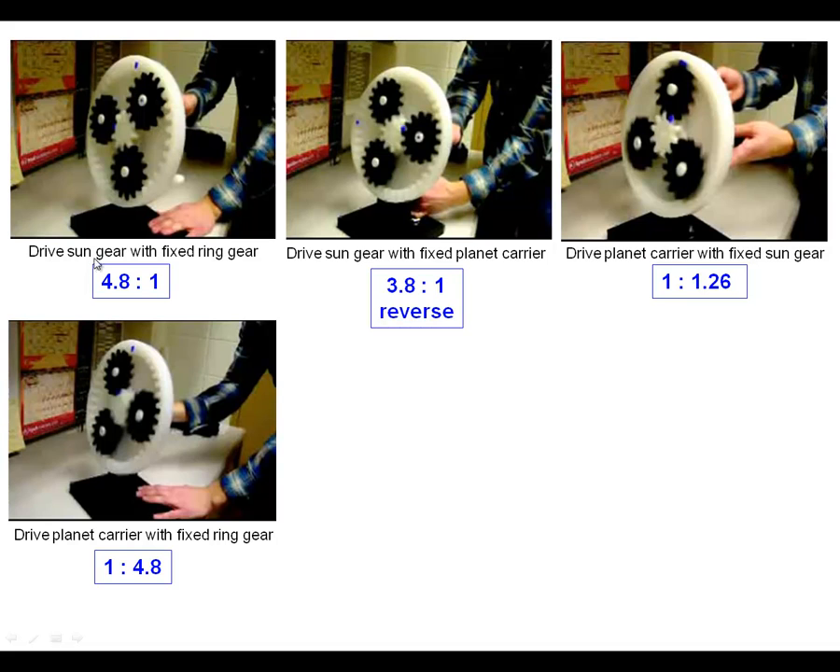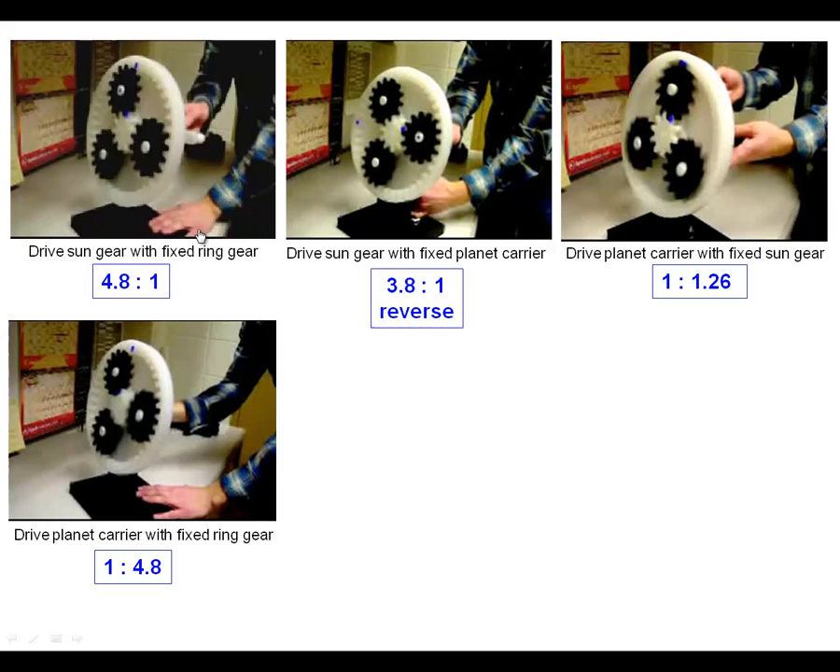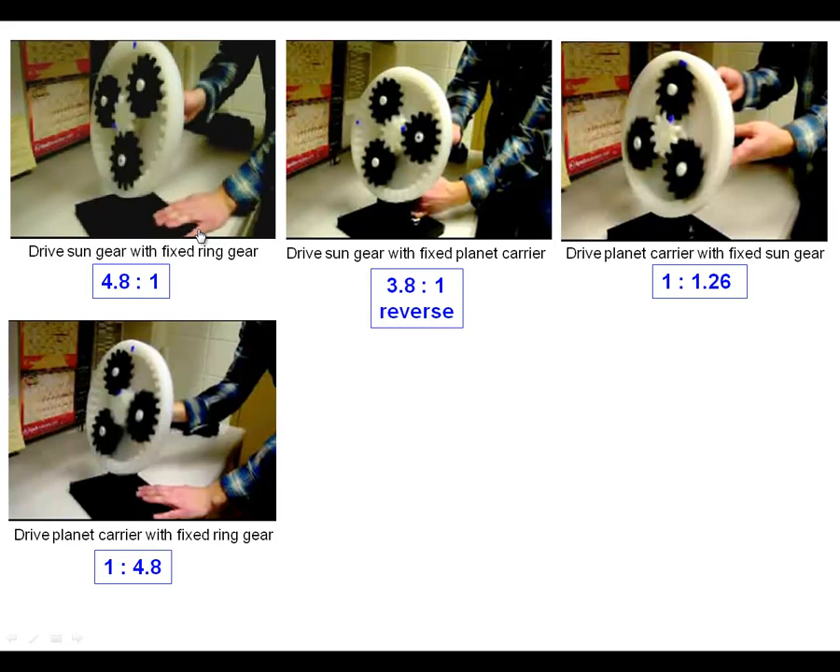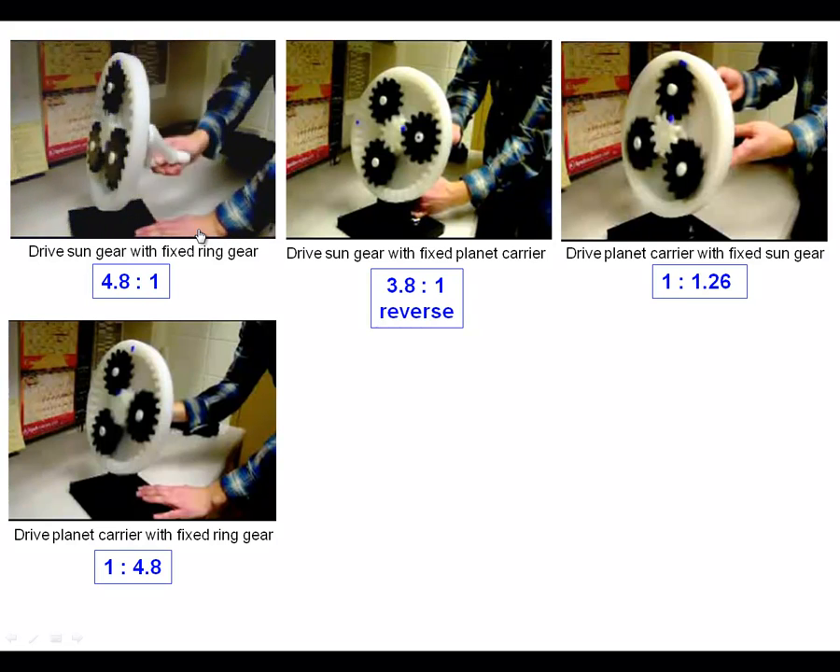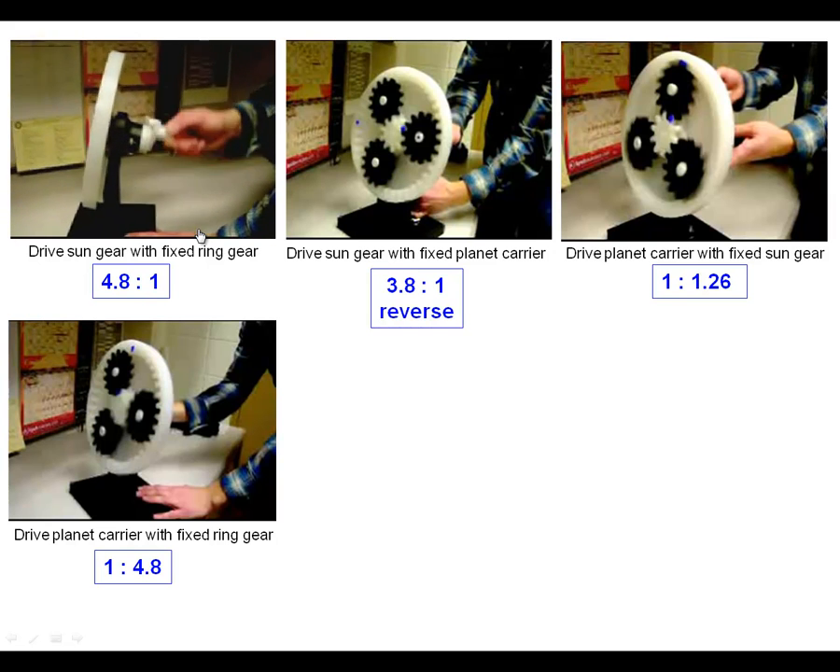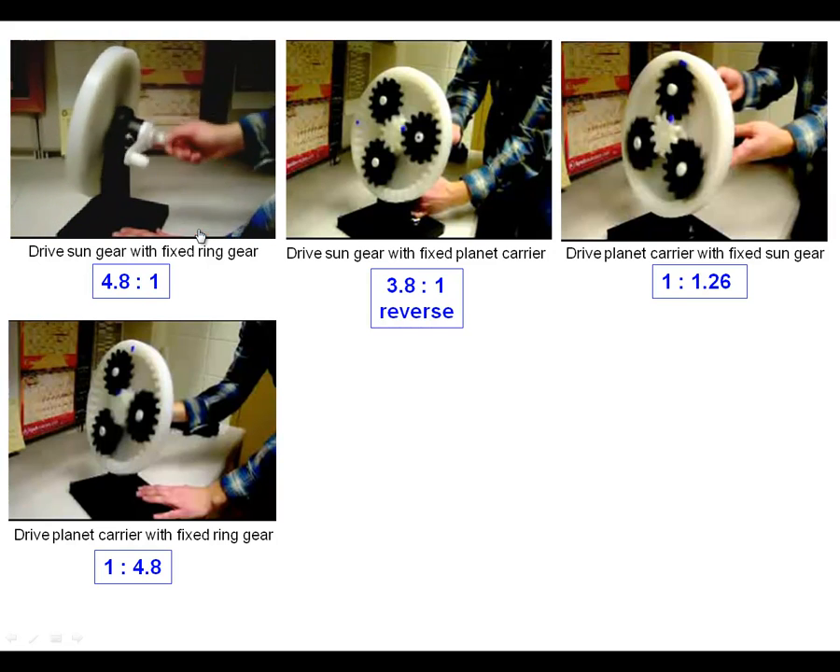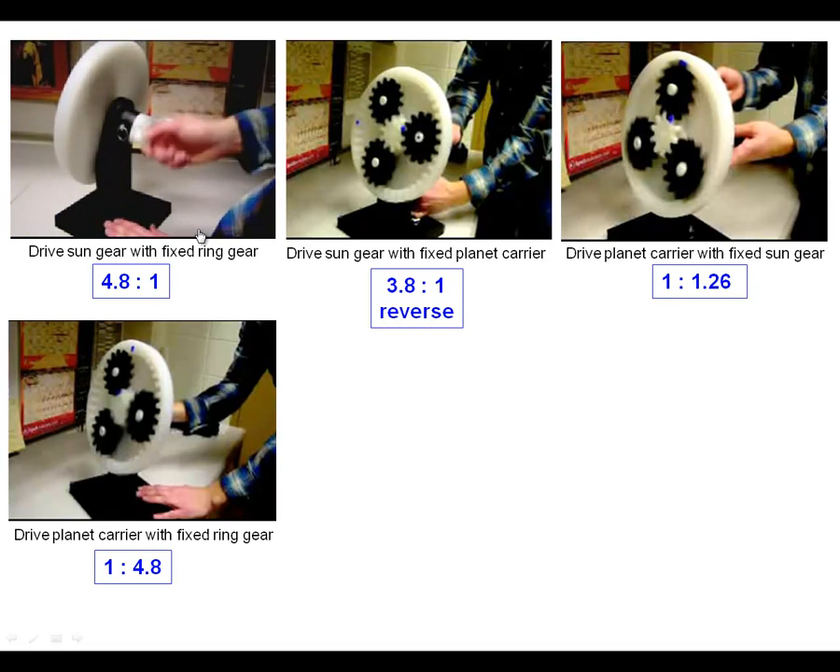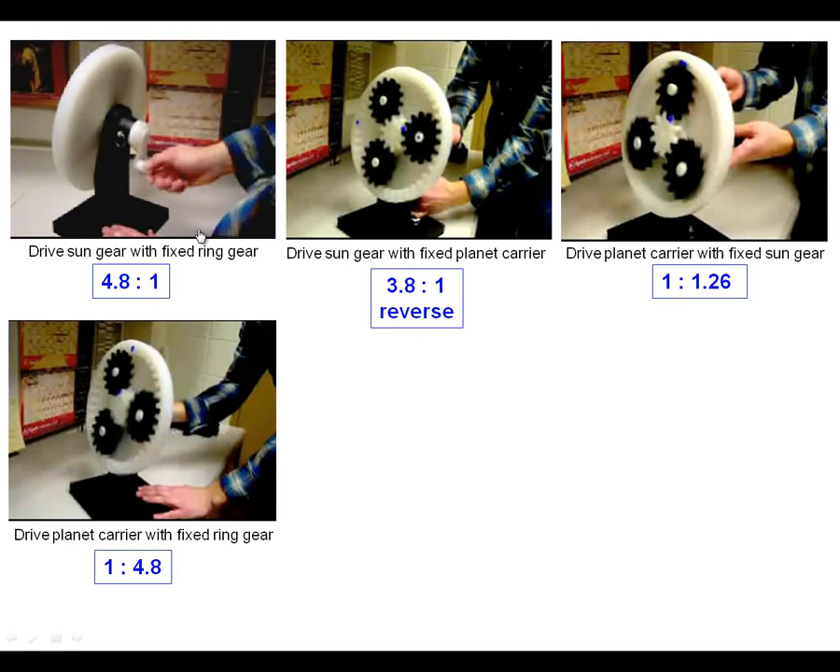And this will have a gear ratio of 4.8 to 1. I drive the sun gear 4.8 times around, and the planet carrier will only go around once. So if you look at the handle that he's holding onto, that's fixed to the sun gear, and the other handle that's rotating is fixed to the planet carrier, and you can see that there's a 4.8 to 1 gear reduction. What if we drove the planet carrier and held the ring gear fixed?